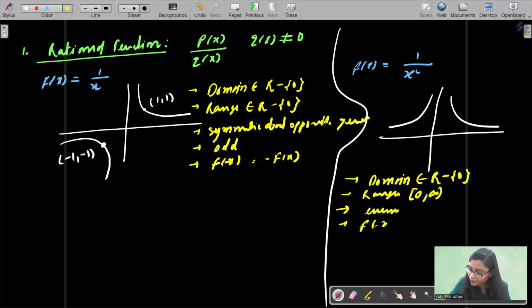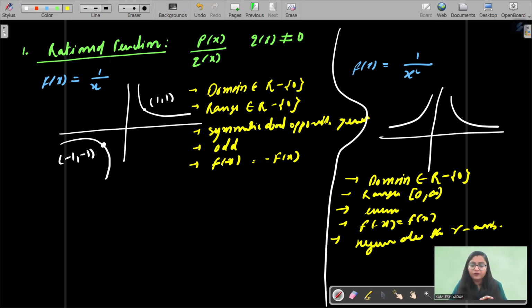When we put f of minus x, we get f of x. And also here, the graph form is symmetric about the y-axis. So this is the detail of the rational function.